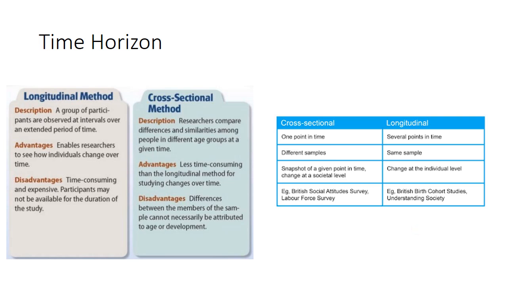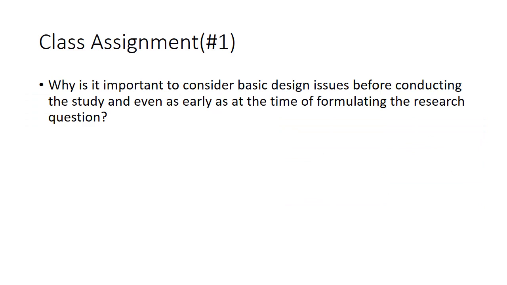If you see the longitudinal example, British birth cohort studies, the women who are giving birth can be part of this study for a good duration of time, for understanding the society. So you are talking about a society. You are talking about the British birth cohort. Cohort means the people of the same demographics, sociographic.